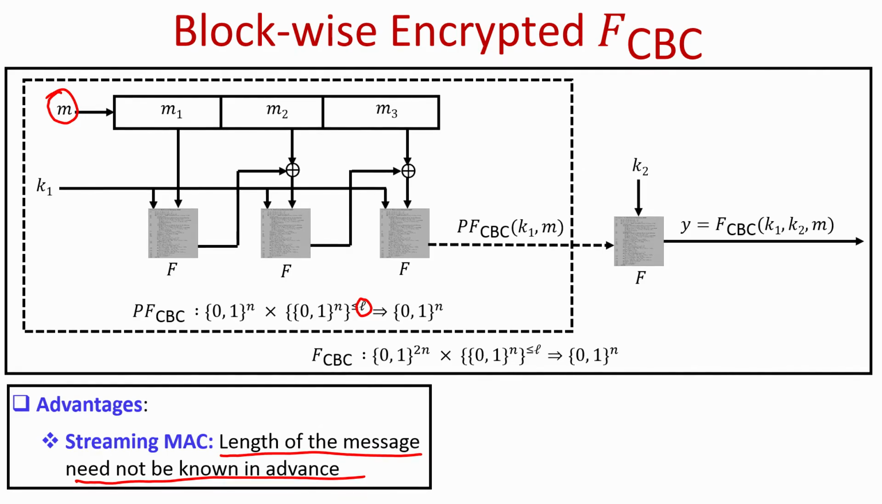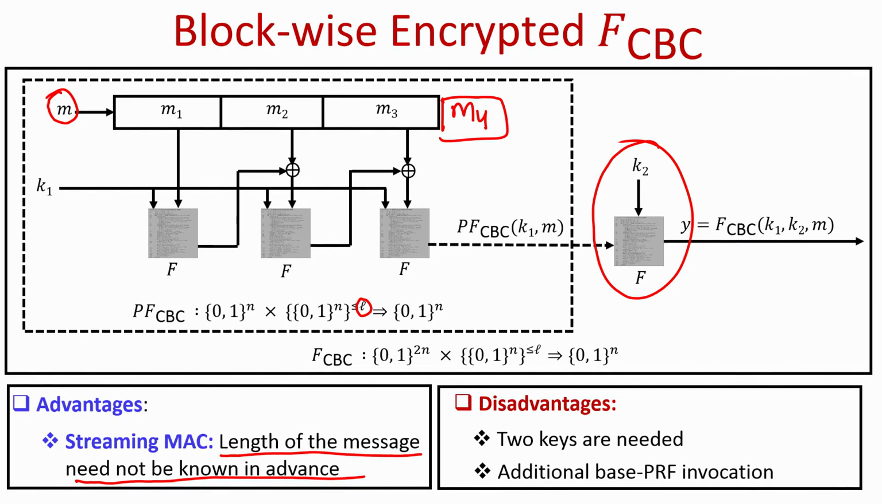So, if you see the way this encrypted CBC PRF operates, the length of the message is not at all useful here. As and when new blocks come, the sender can compute the corresponding output of the prefix-free CBC PRF, and once the message is over, that means once the last block of the message comes to the sender, it can compute the final invocation of the PRF with respect to the key K2. So, that is why it constitutes what we call a streaming MAC, because the length of the message need not be known in advance here.